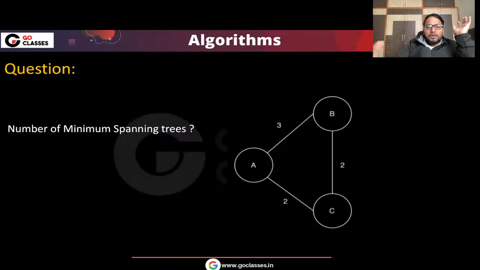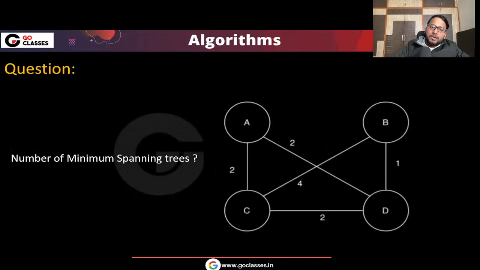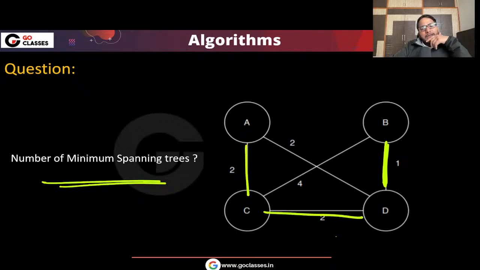Okay. Now tell me how many minimum spanning trees will be there. So see, Kruskal will choose this, and then Kruskal will choose this. I don't think there are any choices, right? So you will have one MST only. Number of minimum spanning trees here, can you tell me? I think Kruskal will choose this, and then Kruskal will either choose this, and this is also there, right? So how many minimum spanning trees are there? Can you just think about it?